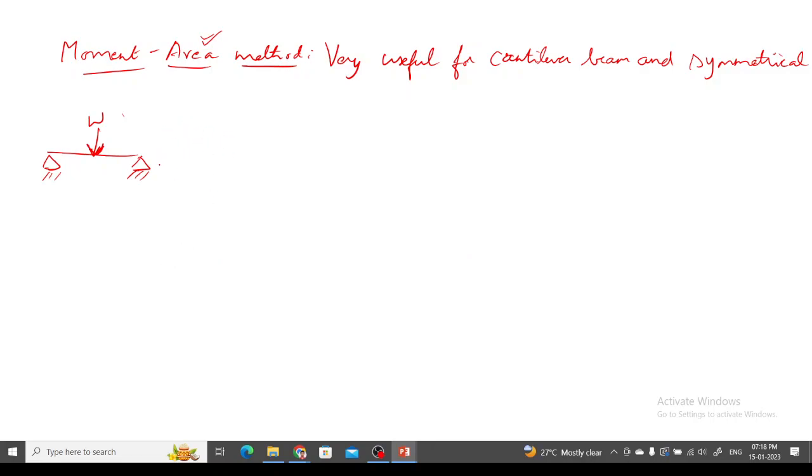After you see this moment area method, you will get to know why we are actually going for it. In the last class I took more time and couldn't complete 2-3 problems wherein we could have done the things differently for different beams. Maybe I will try to cover those things in the next class.